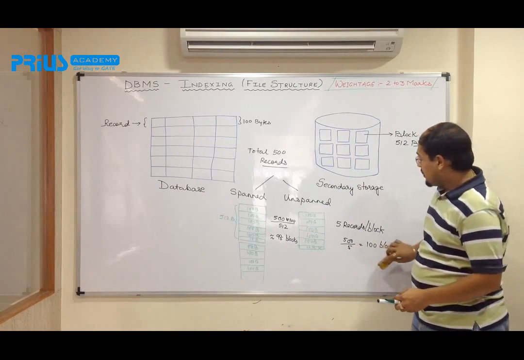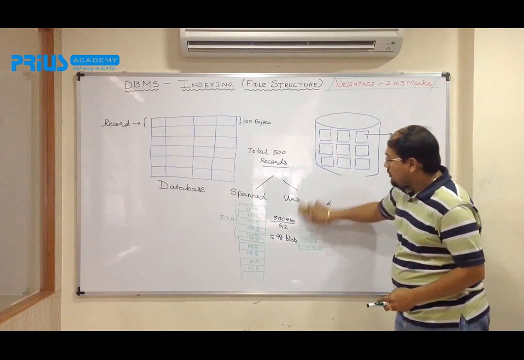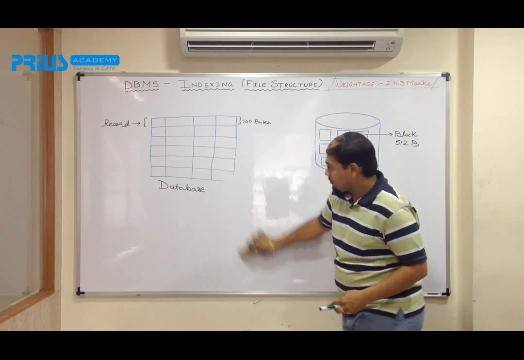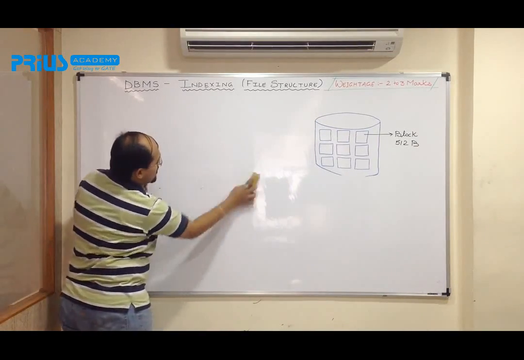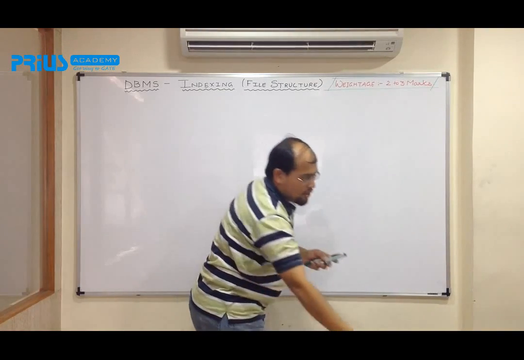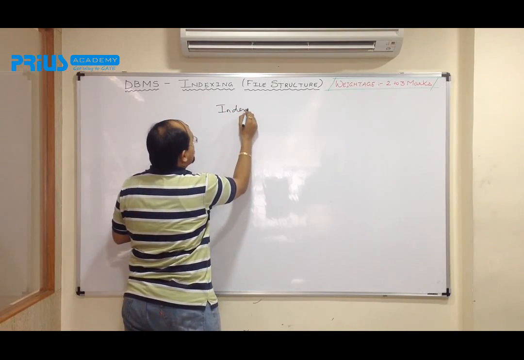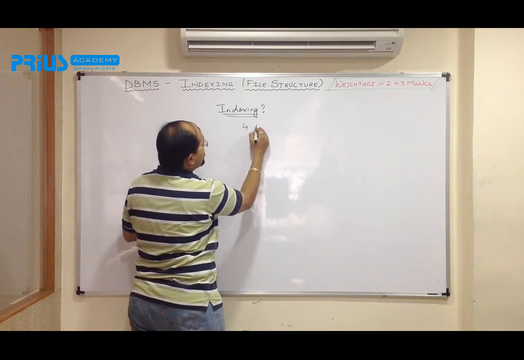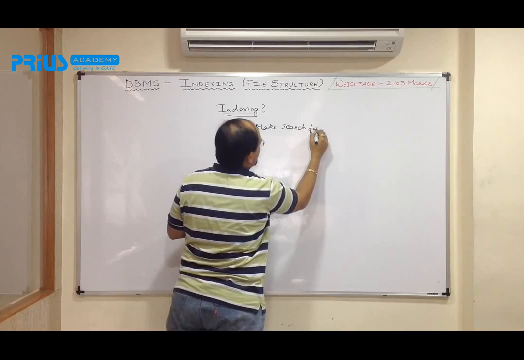So the question is, what is indexing and how can we solve this? We can solve this using the concept of indexing. What is indexing and why do we require an index? Indexing is ideally, I can say, to make search faster.